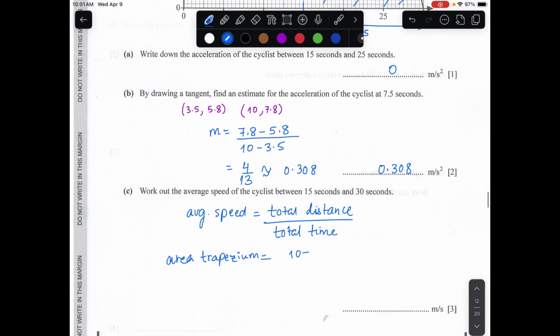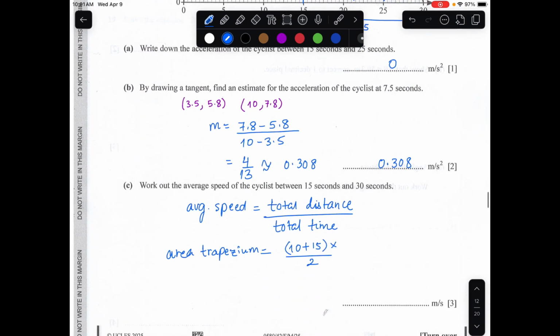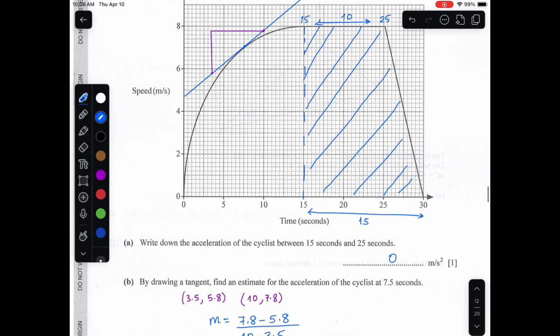So 10 plus 15, divided by 2, times the height, which is 8. So the area of the trapezium, if you work it out, turns out to be equal to 100, and this is nothing but the total distance that you have calculated so far. So I can write that this is the total distance, which is equal to 100, right?